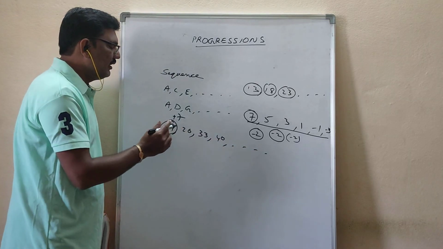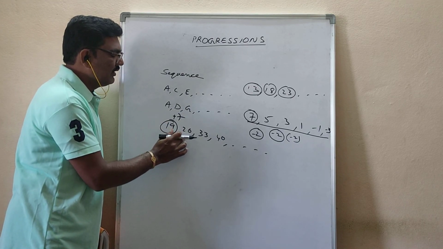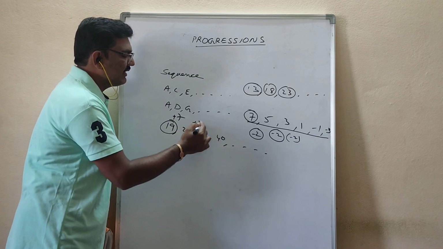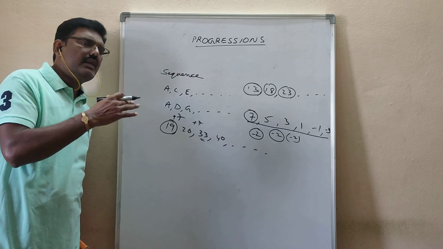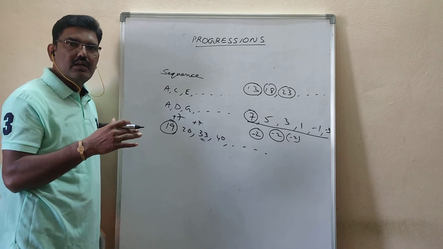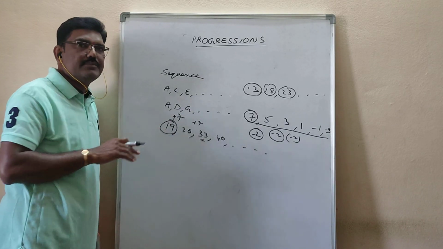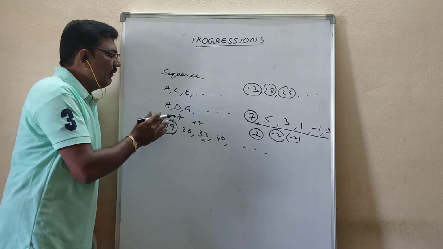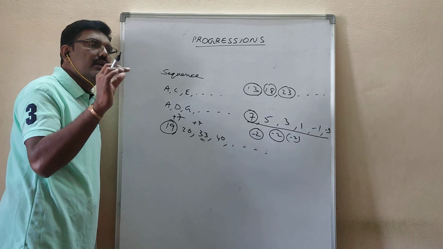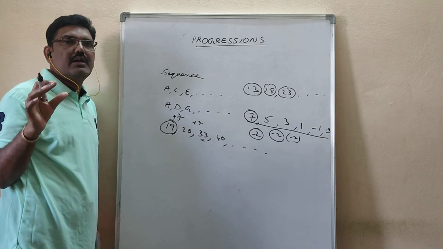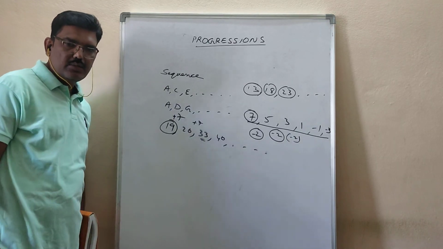What did I do here? To get the next term, I added 7. Again I got the second term here, and for this again I added 7. I got the third term. Again I am adding 7 only. So however many terms there are, to get each succeeding term, I am adding 7 to the previous term. So if you add a fixed number to the previous term, or subtract a fixed number, then that progression is called an arithmetic progression.